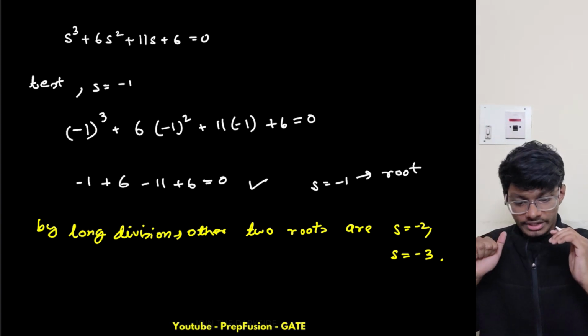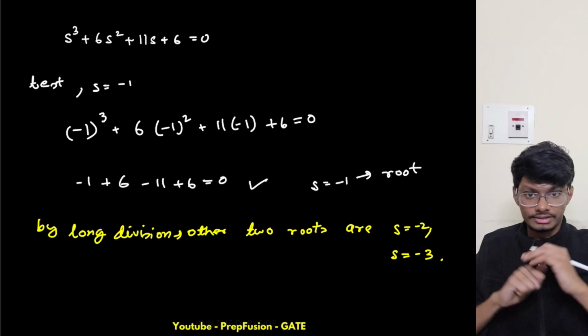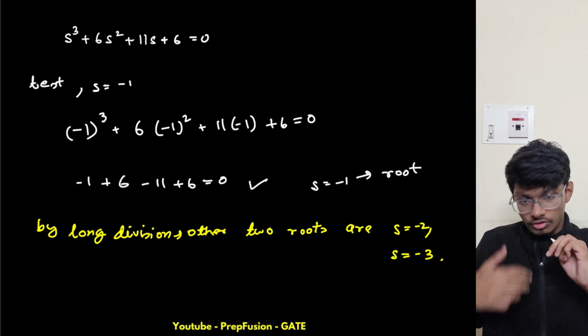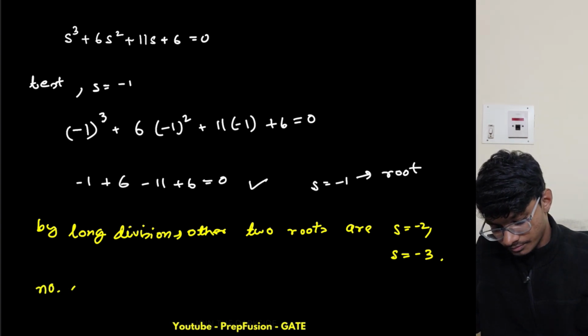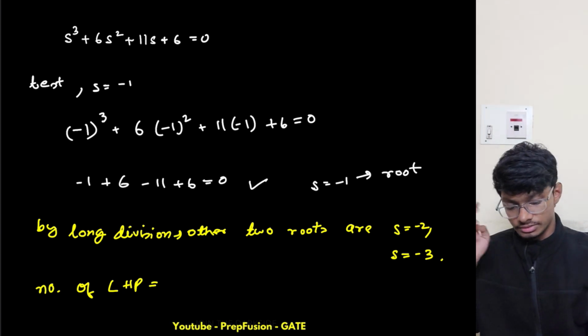Okay, so these are my other 2 roots. So how many total roots do I have? s equals to -1, -2, -3. So these are all left hand side, right? None of them are at the right hand side. So hence I can see from here also that all of them are on the left hand side. So number of left hand poles equals to how many? There I had 2 and here I have 3, so total 5.